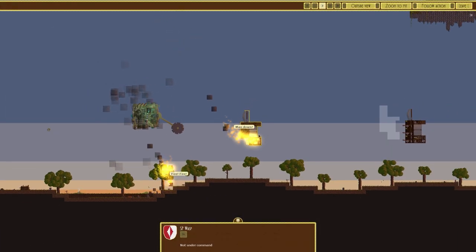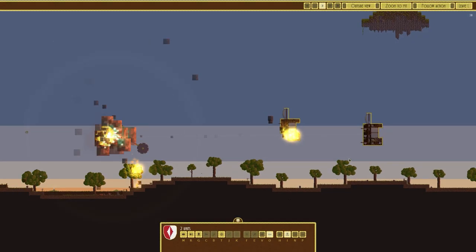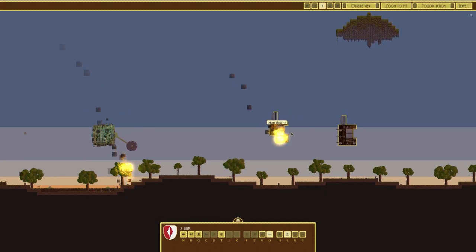We can't move that one. No, we can move that one. I was going to say, it's got a sail on it. It should be able to move. There you go. Okay. It is, however, burning. So that's going to be gone.